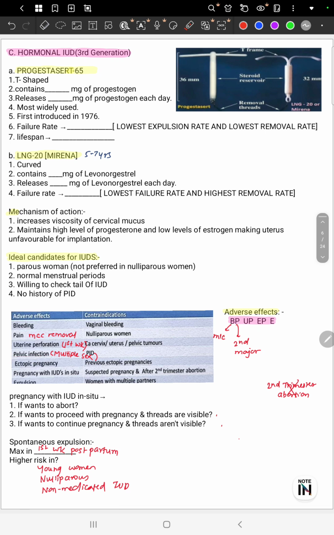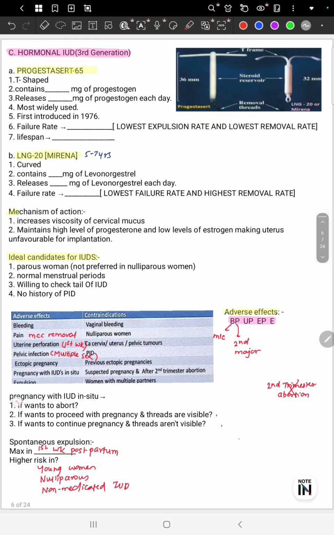So what are the contraindications? The adverse effects will be the contraindications. For example, bleeding. If there is vaginal bleeding already present, don't put IUCDs. Don't use it in nulliparous women. Don't use it in those who have carcinoma or tumors. If there is a history of previous ectopic pregnancies, don't use it. And also in women with multiple partners, don't use it, because there are increased chances of pelvic inflammation.